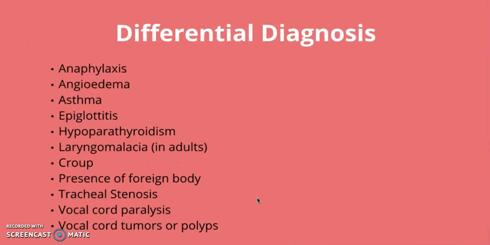Differential diagnosis. Often it's anaphylaxis, angioedema, asthma, epiglottitis, hypoparathyroidism, laryngomalacia in adults, croup, presence of foreign body, tracheal stenosis, vocal cord paralysis, or vocal cord tumors or polyps that are diagnosed when suspecting this.